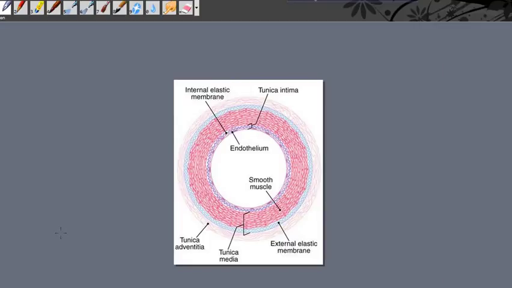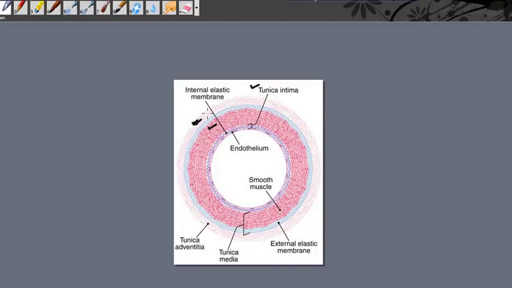Now let's see what factor determines the diameter of the arteriole. The diameter of the arteriole is mainly determined by the tone of arteriolar smooth muscle, right? You can see this is a cross section of an arteriole, and in this cross section you can see the arteriole has three layers. One is the tunica intima, this is the tunica media, and the outer supporting layer is called the tunica adventitia.